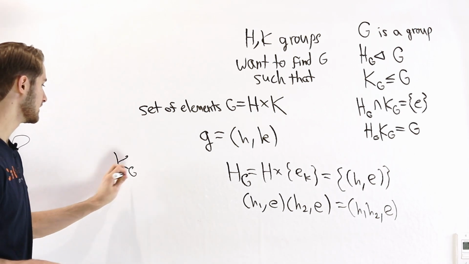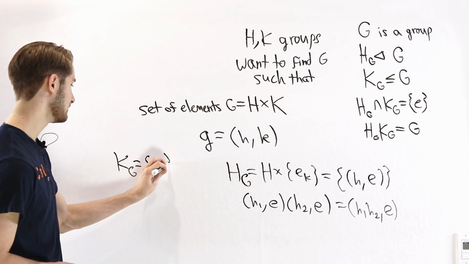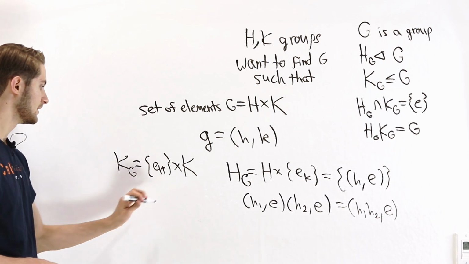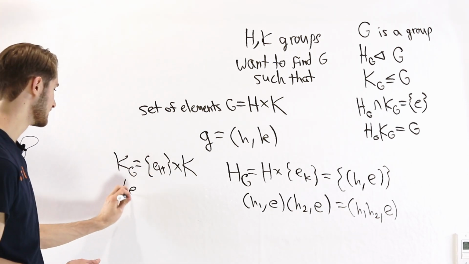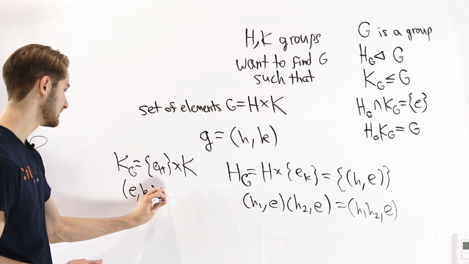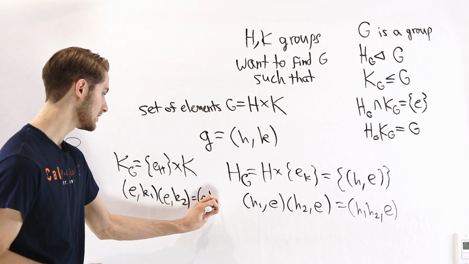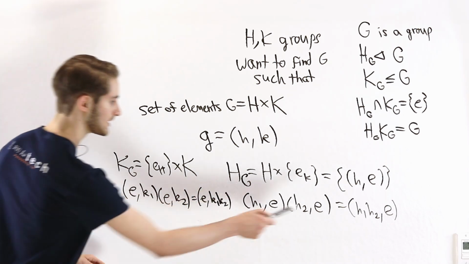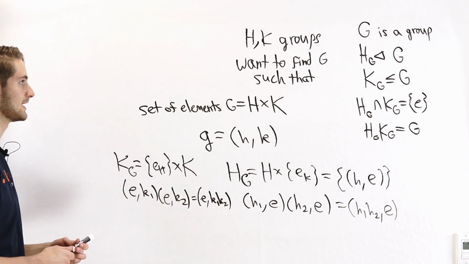Similarly, if we want to look at a subgroup isomorphic to K, we can look at the identity element as the first in the pair cross K. And then if we want multiplication to work the same way as in the original group, we can say (E, K1) times (E, K2) multiplies the same way, we get (E, K1 K2). So that gives us multiplication with (H, E) and multiplication with (E, K).